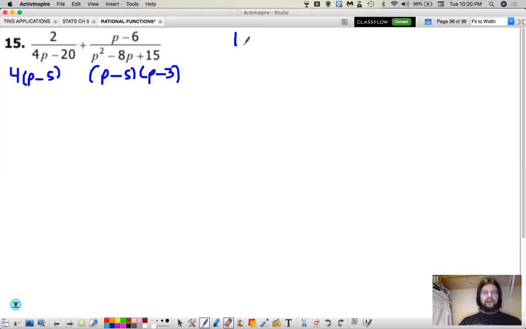So let's see, what's my LCD? I need a 4. I like my numbers in front. p minus 5. That first term's taken care of. First denominator is taken care of. Second denominator, I also need a p minus 3. p minus 5 is taken care of, but the p minus 3 I don't have yet. So let's put it.